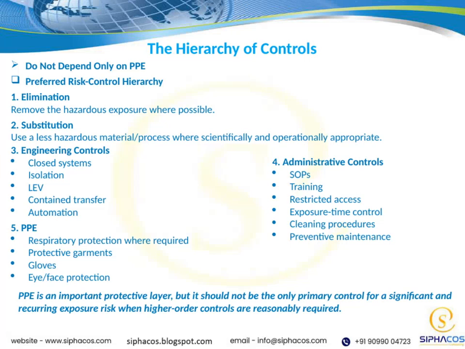When it comes to managing risks, personal protective equipment, or PPE, is just one layer of defense. It's important, but it shouldn't be our first or only line of protection, especially for hazards we face regularly. Instead, we follow the hierarchy of controls. At the top, we try to eliminate the hazard completely. If that's not possible, we substitute it with something safer. Then come engineering controls, like isolation or ventilation systems, followed by administrative controls, things like training and procedures. PPE comes last, as the final barrier to keep us safe.